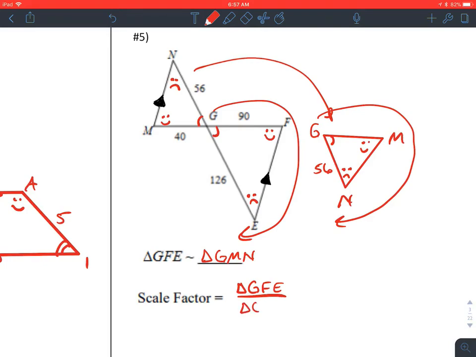Then we got triangle GMN on the bottom. I only know the length of one side in GMN, which is 56. Its corresponding side is 126. This reduces, so we should reduce it. I can divide both of those by 2 for sure. It's going to give me 63 over 28. Let's see, I can divide both of those by 7 and get 9/4. Scale factor here is 9 over 4.